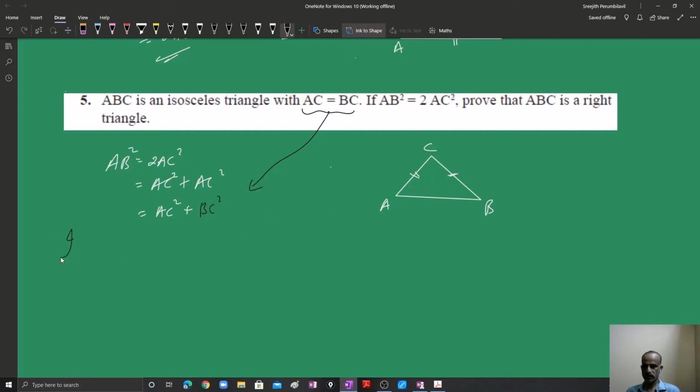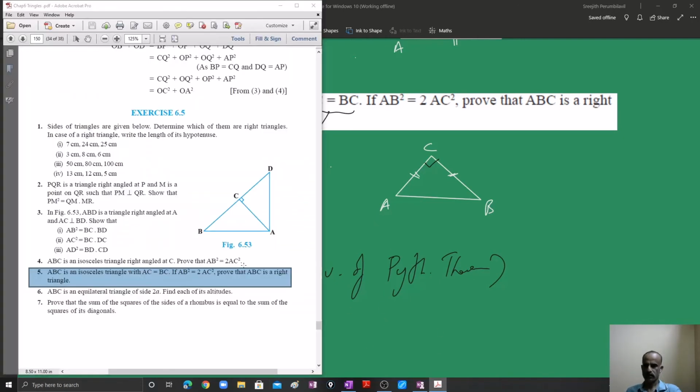So in triangle ABC, we have AB square is equal to AC square plus BC square. That means, therefore, angle ACB is equal to 90 degrees. Which theorem is this? This is the converse of Pythagoras theorem. Clear? So it's a very simple question. Now I don't expect that for a board. Next question.